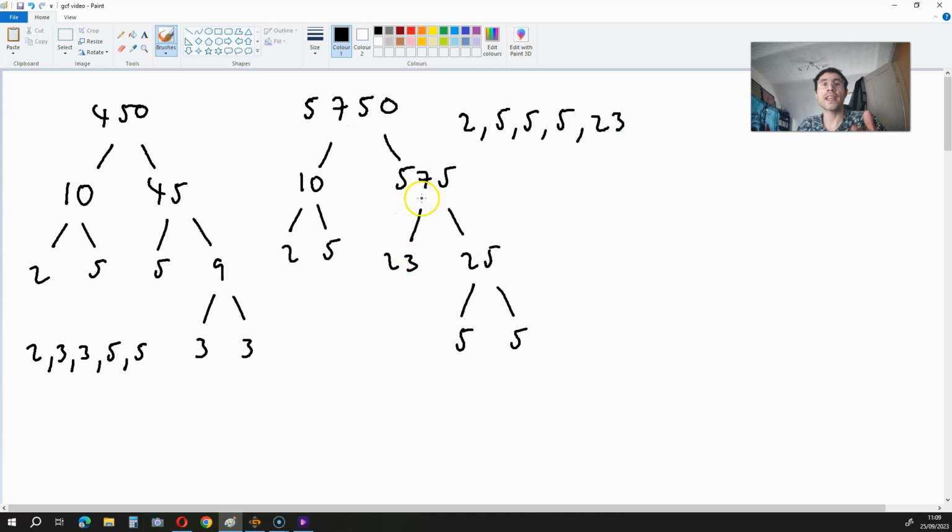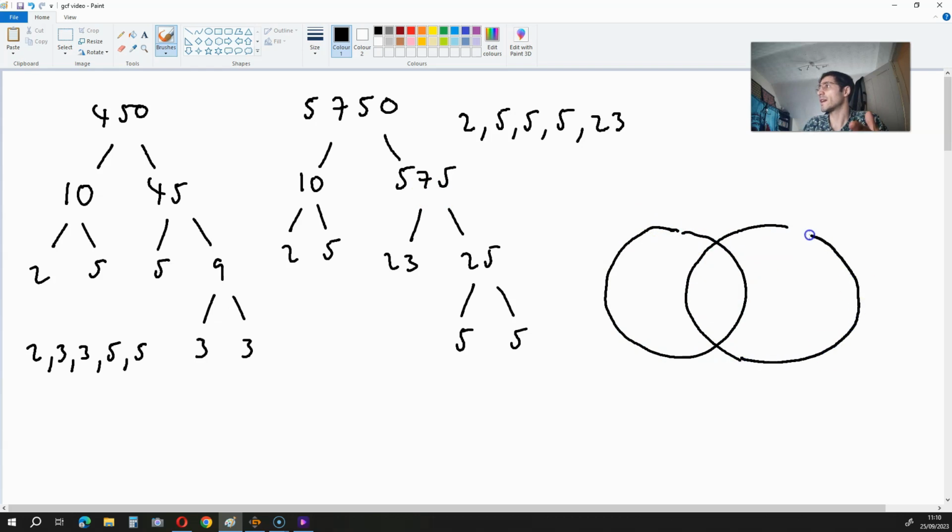Okay? Now, to get the greatest common factor of these two numbers, we need to create a Venn diagram like this. The circle to the left is going to represent the prime factors of 450, and the circle to the right is going to represent the prime factors of 5750.